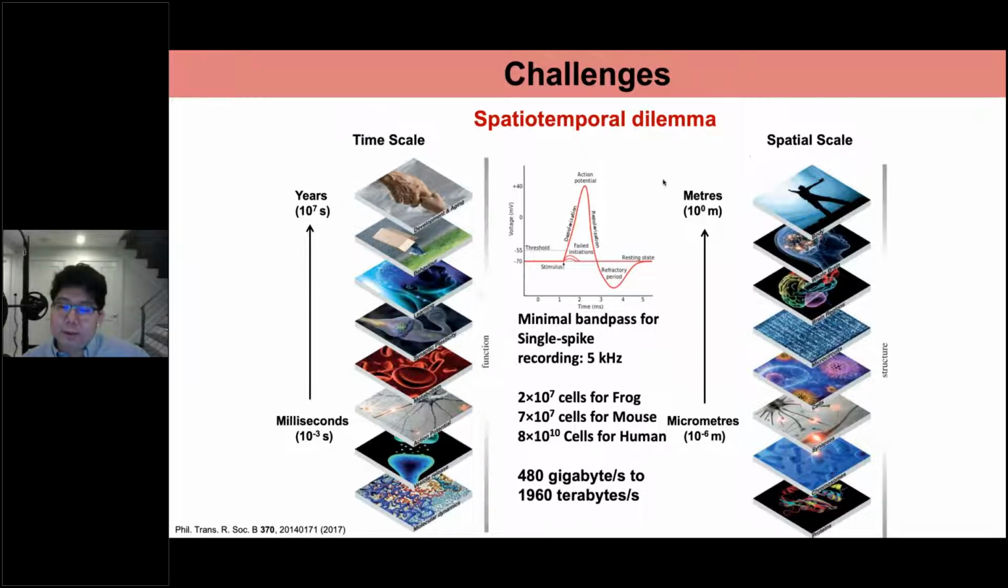And to give you a comparison, the 720p movie that you can watch on YouTube is only 2.5 megabytes per second. So there is a huge gap between what we can do right now and what we want to do in the future to build this large bandwidth for brain recording.